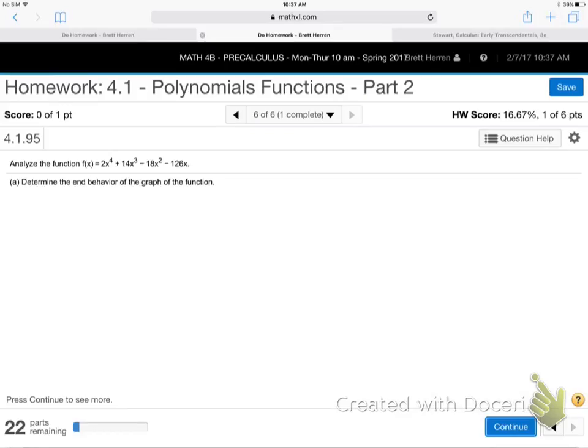All right, so here we have a function. Determine the end behavior. First off, that's easy. What's the end behavior of this thing going to be? This one is not in factored form. They've already multiplied it out, which is actually worse. We prefer factored form. We're going to have to factor it ourselves.